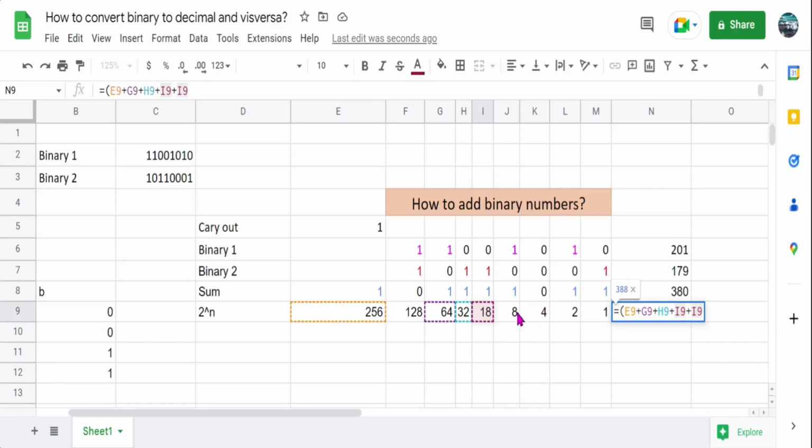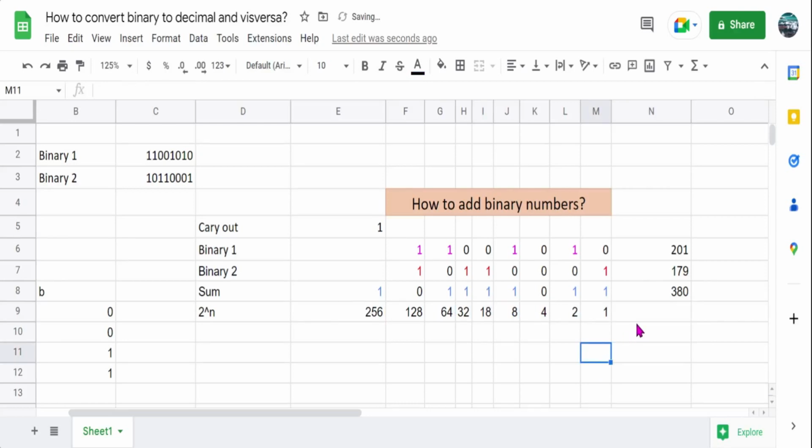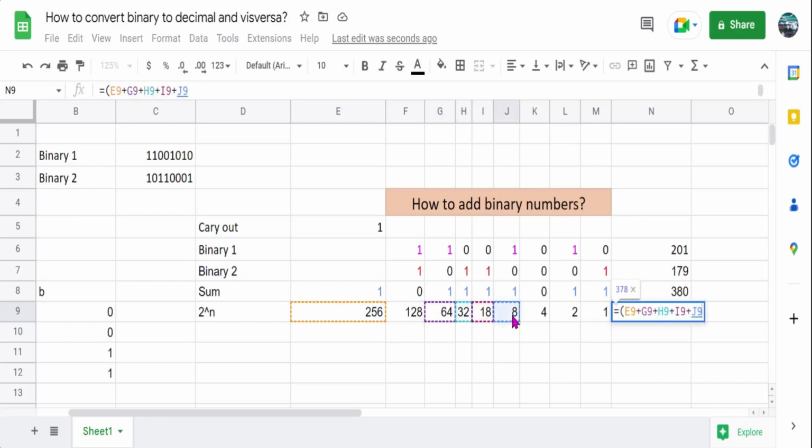And finally, delete this formula. Then type equals, open bracket, this plus this plus this plus this plus the last two, one, one. Plus in the class.